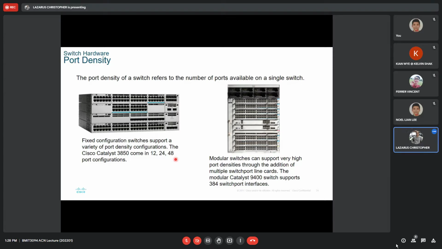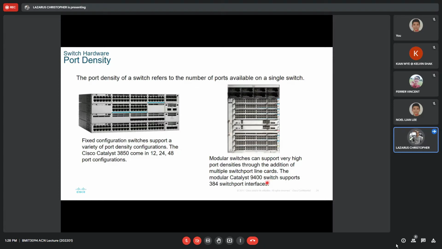But it's fixed. So once you buy 12, then it's fixed at 12. That means there's no way for you to upgrade, unless this is a stackable fixed configuration, then you can stack, right? But another type is the modular switch, right? Because you can add additional switch ports by adding line cards, right?